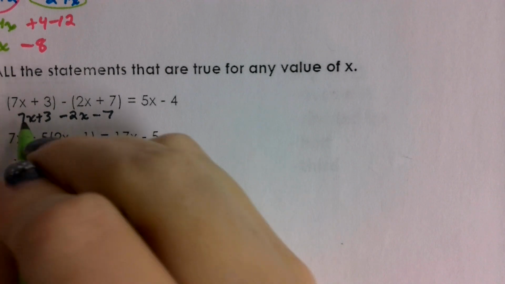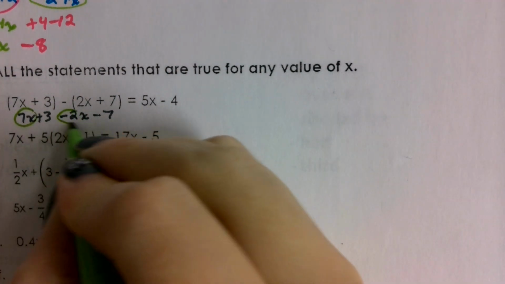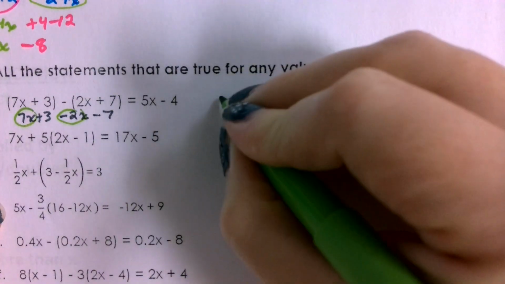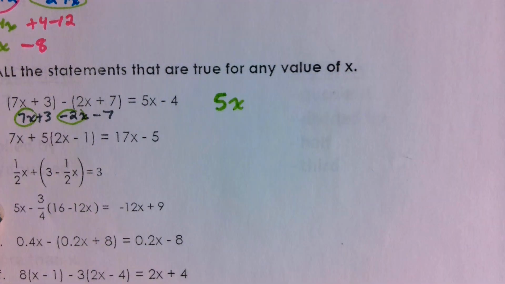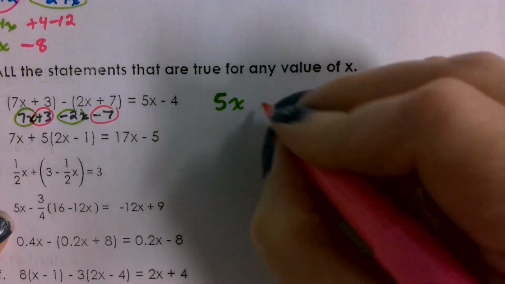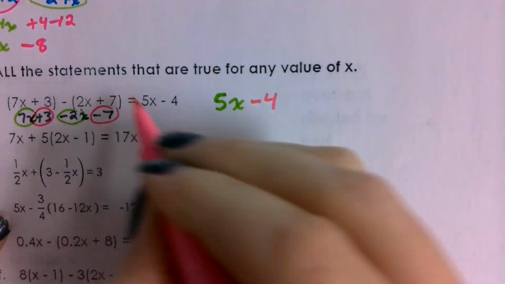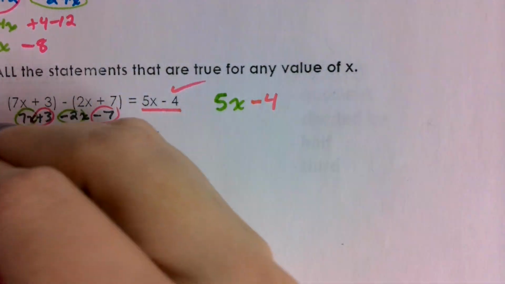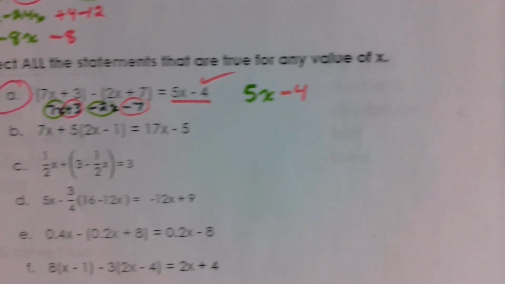Then I'm just going to combine my like terms. I've got a 7x minus a 2x, which comes out to 5x. And then I have a positive 3 and a minus 7 that comes out to a negative 4. Oh, that's what we wanted. So yes, this is true.